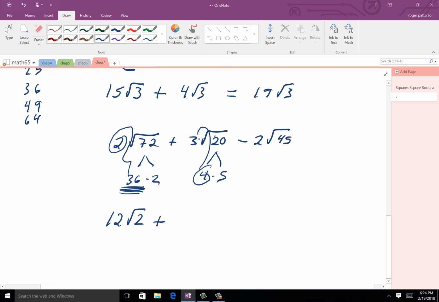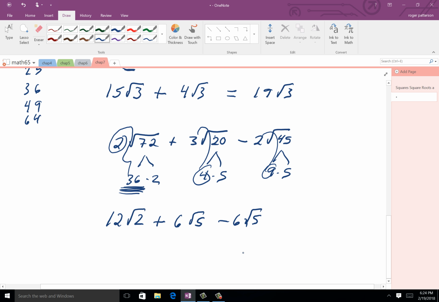What's this going to turn out to be? So the 2 is going to come out. So 6 square roots of 5. Okay. What about this one? 9 and 5. Okay. So what's this going to turn out to be here? Minus 6 square roots of 5.